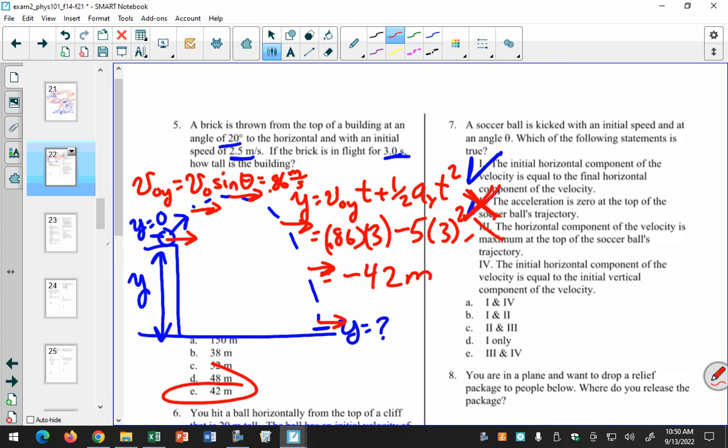So 3 is wrong. And then the horizontal component is equal to the initial vertical component. Could be true, but not necessarily true. So 4 is not right. So 1 only. D is the right answer.